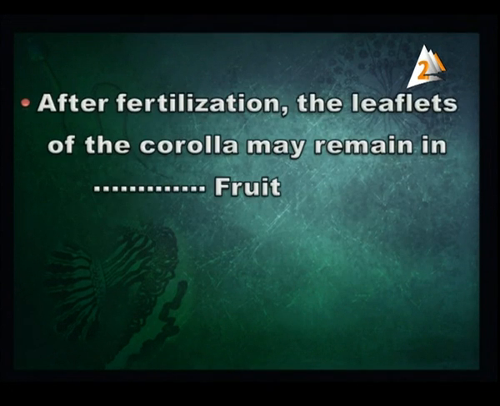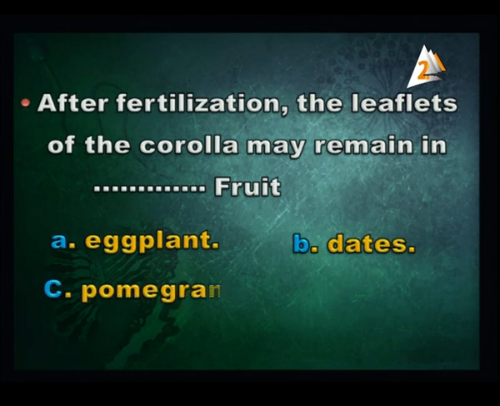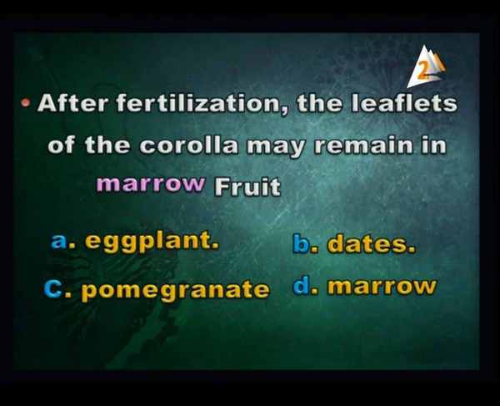First, after fertilization, the leaflets of the corolla may remain in space fruit. Eggplant, dates, pomegranate, marrow. Yes, the answer is: after fertilization, the leaflets of the corolla may remain in marrow fruit.